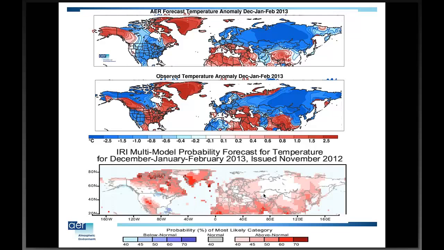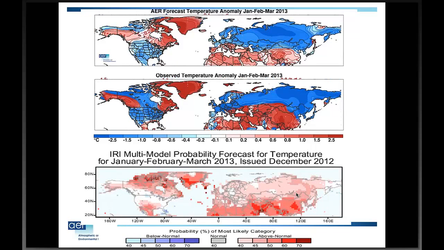Here's from last year, December, January, February. We had the negative AO. Again, it was cold across northern Eurasia, and that's what happened. The eastern U.S. did something funny where it was warm, but overall it was still a pretty skillful forecast. And again, here's IRI, which is basically just predicting warm everywhere.